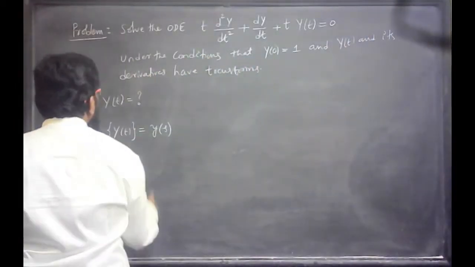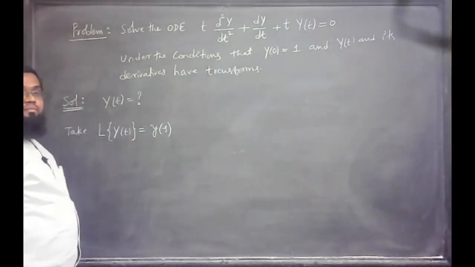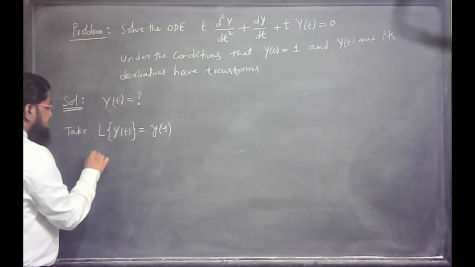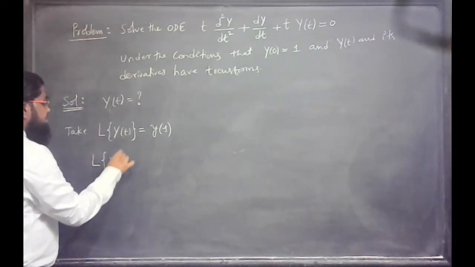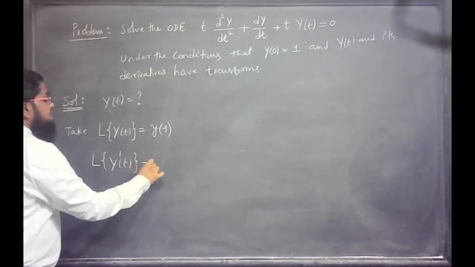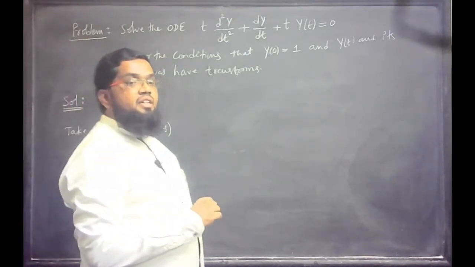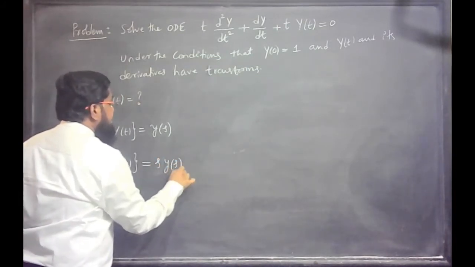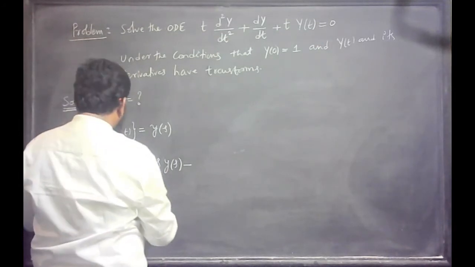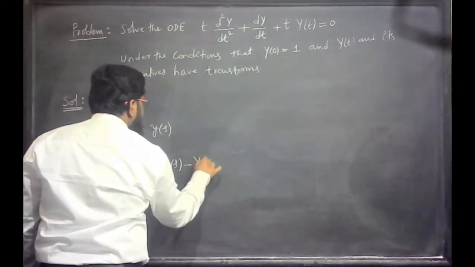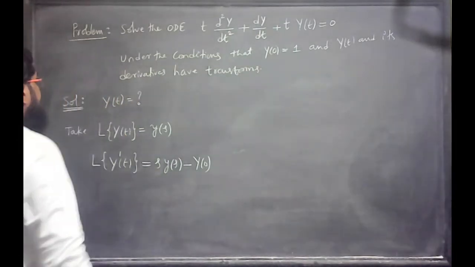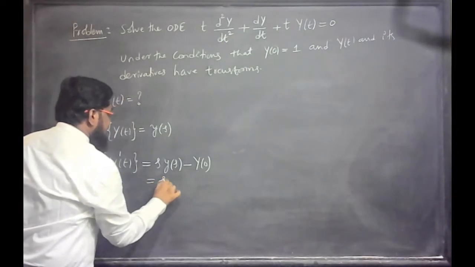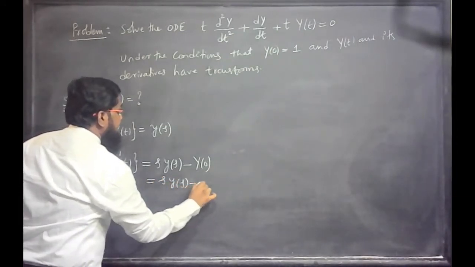Then if I take the inverse Laplace transformation, I will get... Now, what is the Laplace transformation of the first derivative? The first derivative will be s into y of s minus y of 0. But in the problem it is given that y of 0 is 1, so it is s into y of s minus 1.